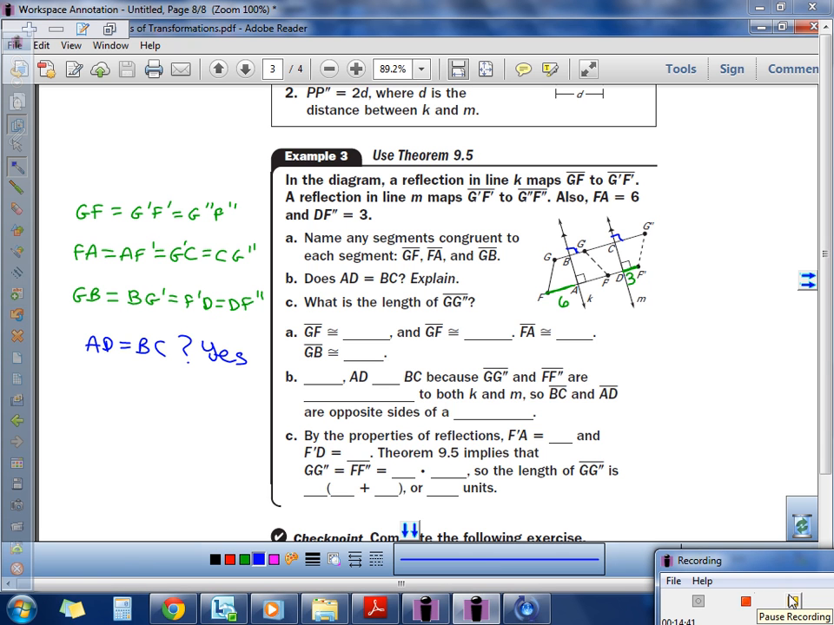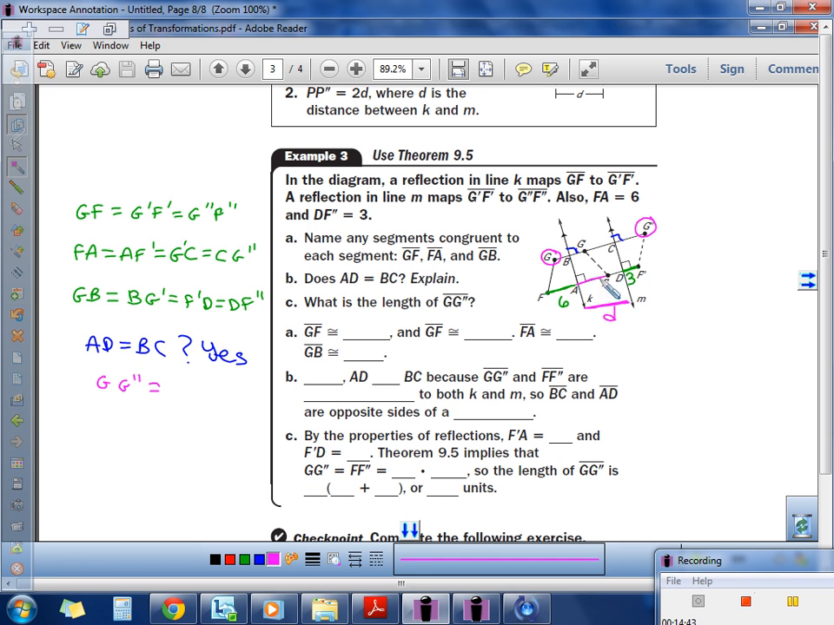The last one says, what is the length from G to G double prime? I need to know that length. So let's go over and find it. So G is here. G double prime is here. And we learned a little trick a little while ago. It said, take whatever this distance is. We'll call that distance D, and do what with it? Double it.